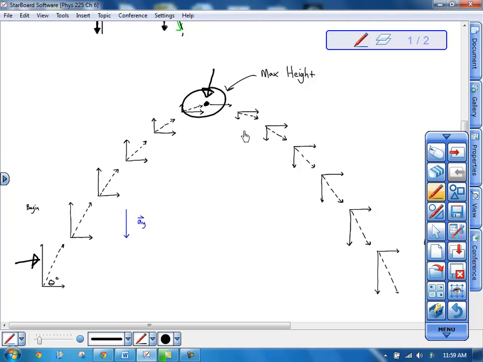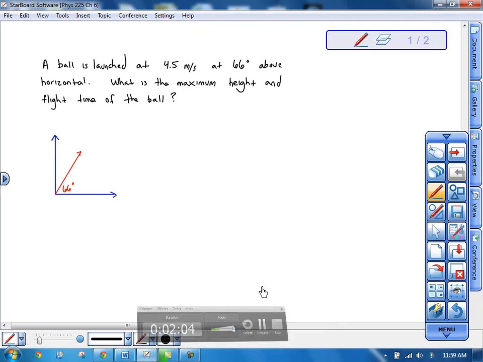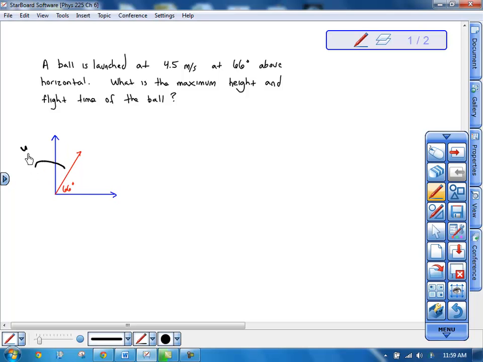So that's an important spot right there. We're going to use the information we know about this to help solve a lot of problems in the future, because we know another piece of information here. We know that the vertical velocity at this point is 0. Let's say a ball is launched at 4.5 meters per second at an angle above horizontal. What's the maximum height and flight time of the ball?